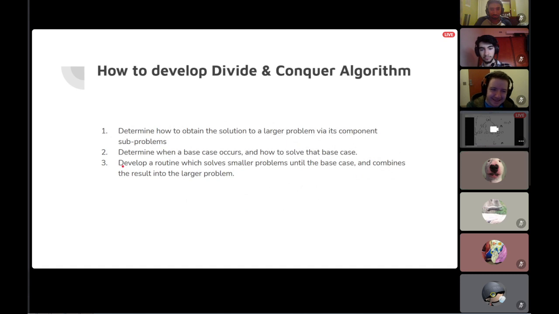And finally, we have to develop a routine which solves the smaller problems until the base case and combines the results into the larger problem. So this is the actual implementation of the algorithm, and it's the part that's going to combine this all together. It would be the actual code you've written and how you ordered and figured that out.